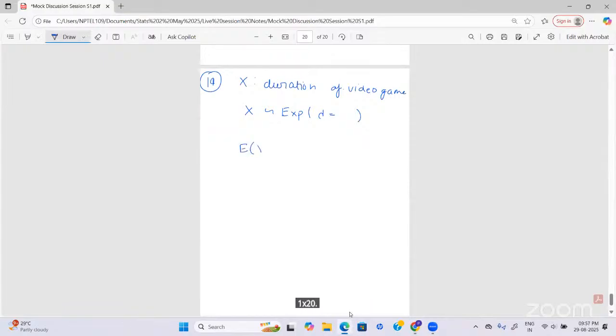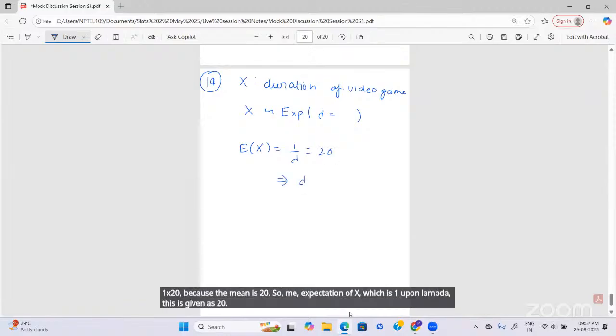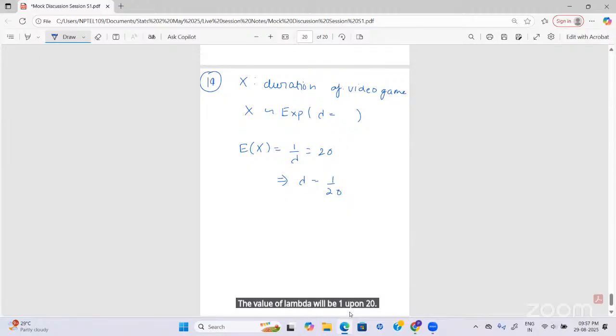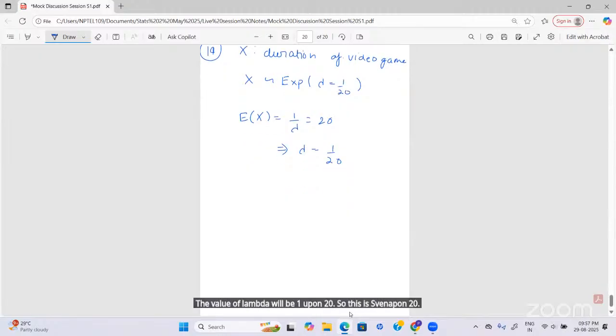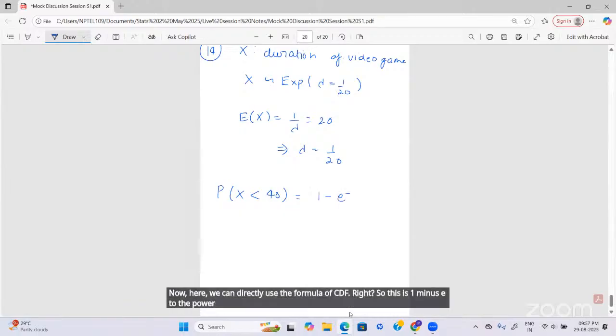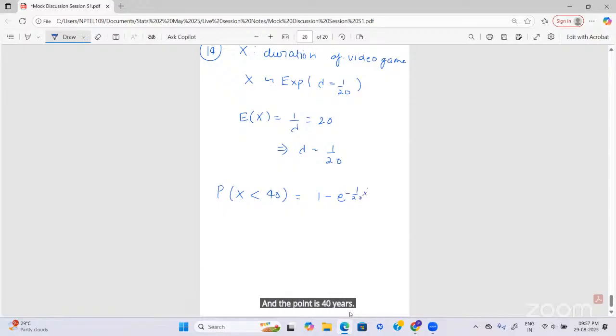So the mean, expectation of X, which is 1 upon lambda, is given as 20. So the value of lambda will be 1 upon 20. Now, first of all, we have to calculate the probability that the duration is less than 40. Here we can directly use the formula of the CDF: 1 minus e to the power minus lambda a. So lambda is 1 upon 20 and the point is 40 here, so this is 1 minus e to the power minus 2.